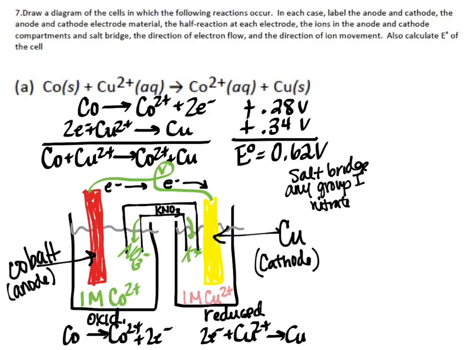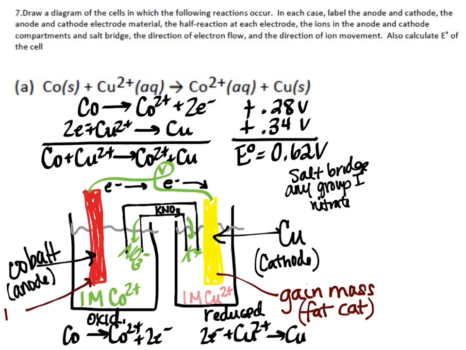All right, our next thing is we've done the electron flow. I talked about group 1 nitrates. We talked about what's being oxidized and what's being reduced. So who's going to gain mass and who's going to lose mass? The copper gains mass, so this is going to gain mass. So this is the fat cat. And then this one is going to lose mass, and this will be our anorexic ox.